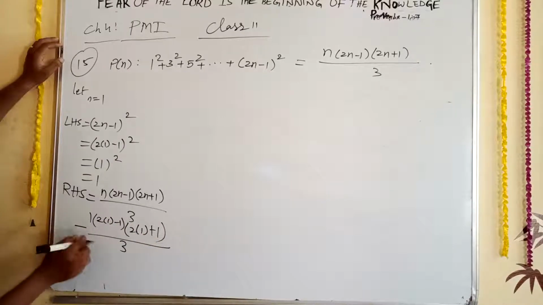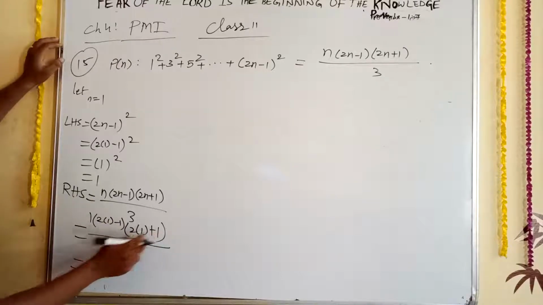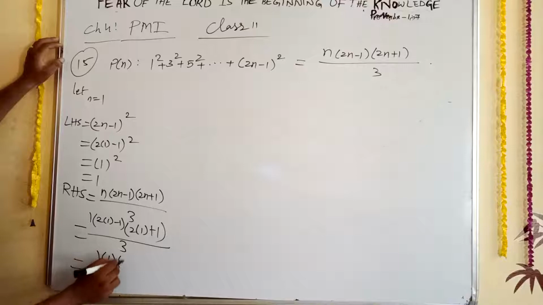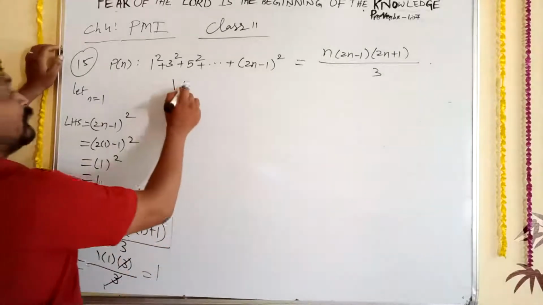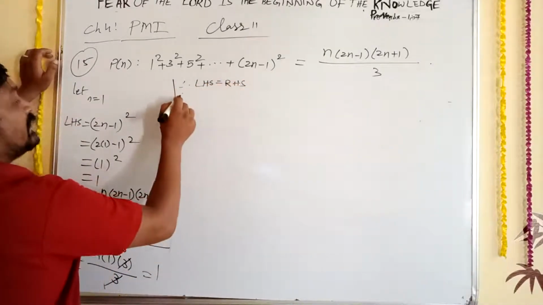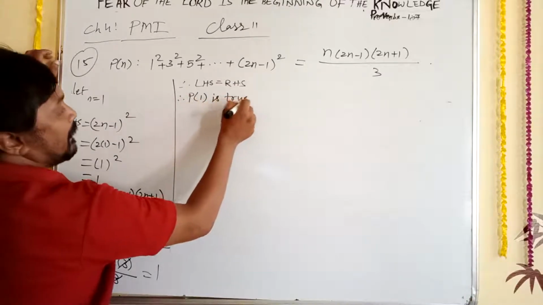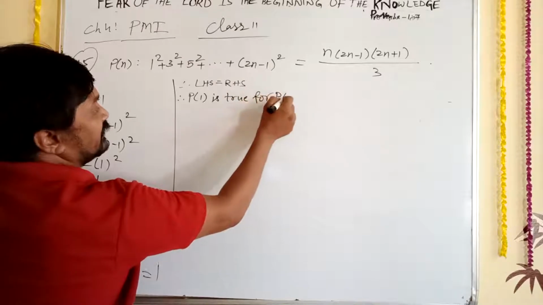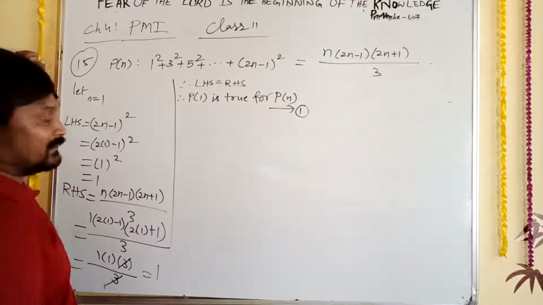Then what do you get after this? 2 minus 1 is 1, 2 plus 1 is 3. So 1 into 3 upon 3, the 3 gets cancelled, and you get the answer as 1. So at last we write: therefore, LHS is equal to RHS. Therefore, P of 1 is true for P of n. So the first part is completed. Then let's move on to the second part.